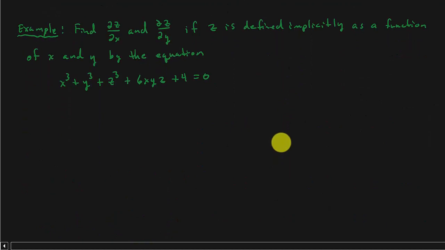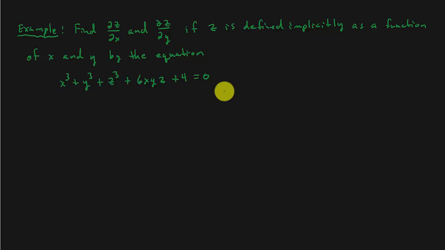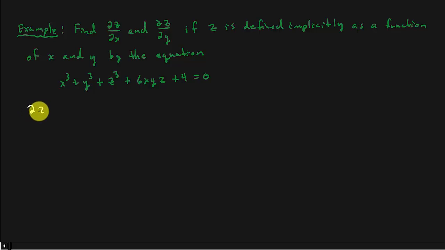So let's look at this. It says find the partial of z with respect to x and the partial of z with respect to y if z is defined implicitly as a function of x and y by this equation. So this is going to go back to implicit differentiation. This is going to be the partial of z with respect to x.